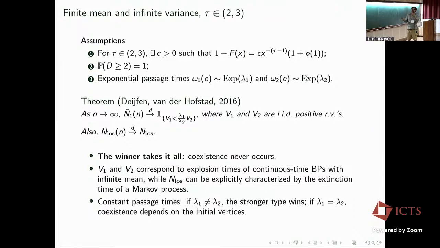The proportion either goes to 0 or 1 at the end, but it depends on some variables, and these variables are explosion times of continuous time branching processes that you use again to analyze the networks. This phenomenon is called the winner takes it all, in the sense that there is one winner that takes all the network except a little o of n nodes. But remember this, because we're going to come back to this phenomenon for the rest of the talk.